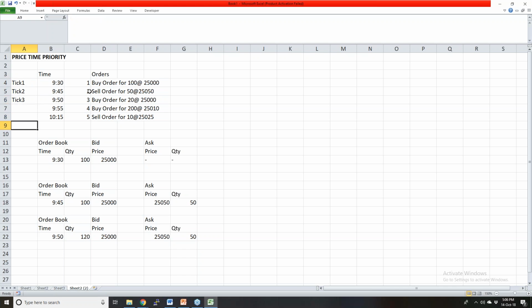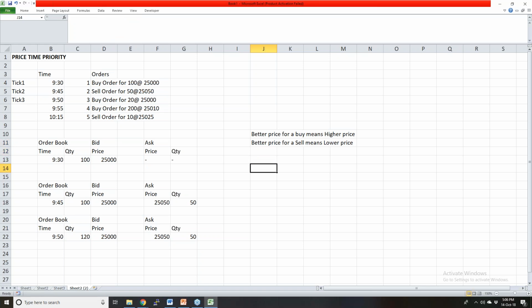If you have a better price, and what is a better price? Better price for a buy means higher price, right? Higher price. Better price for a sell means lower price, right? For a sell would mean a lower price, right?